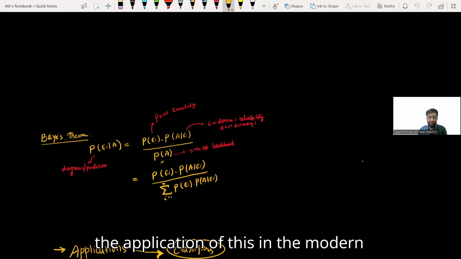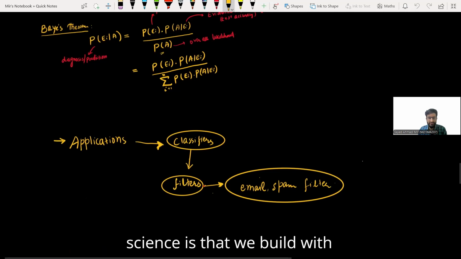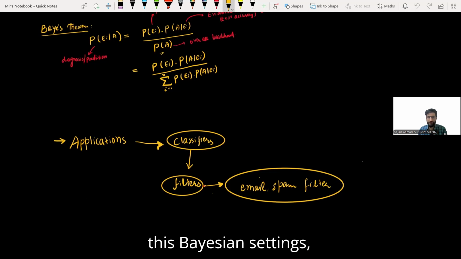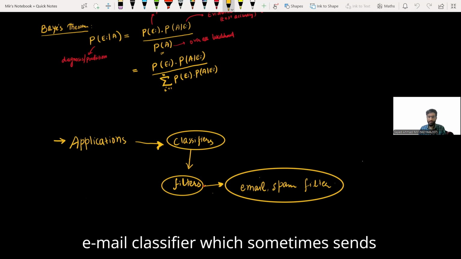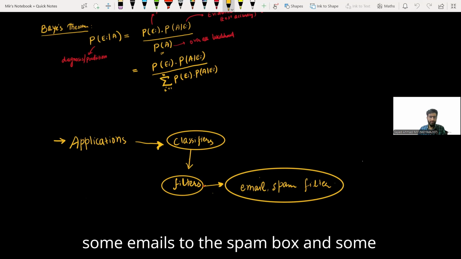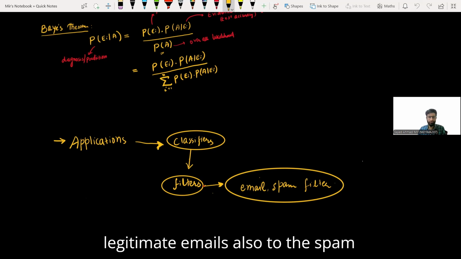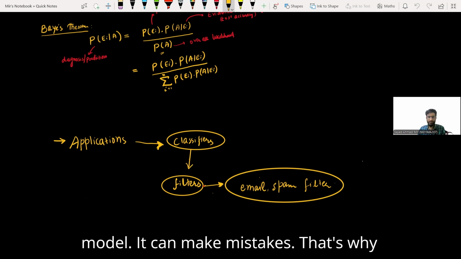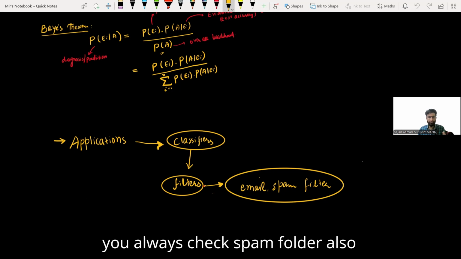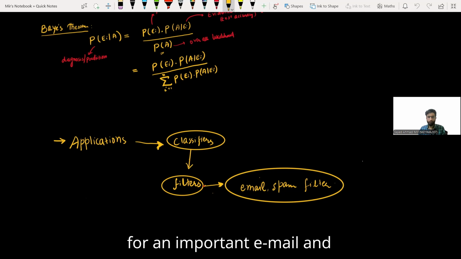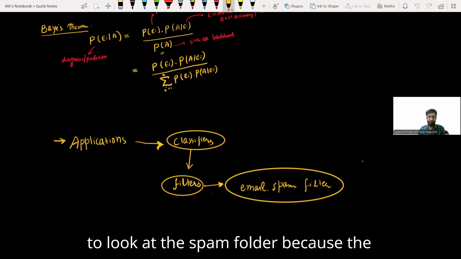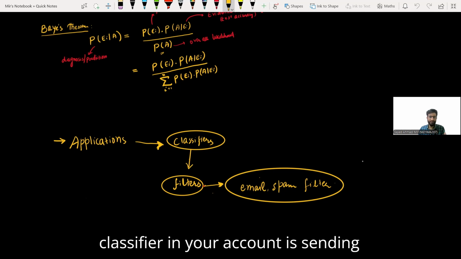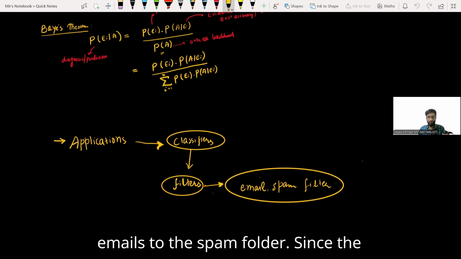Now where is the application of this in modern science? With these Bayesian settings, we build classifiers. In AI we call it the naive Bayes classifier, and it filters, let's say, emails in your Gmail account or any other account. You have an email classifier which sometimes sends some emails to the spam box, and some legitimate emails also to the spam box. So this model is a probabilistic model. It can make mistakes. That's why you always check the spam folder when you are waiting for an important email. And companies also suggest looking at the spam folder, because the classifier in your account sometimes sends your legitimate emails to the spam folder.